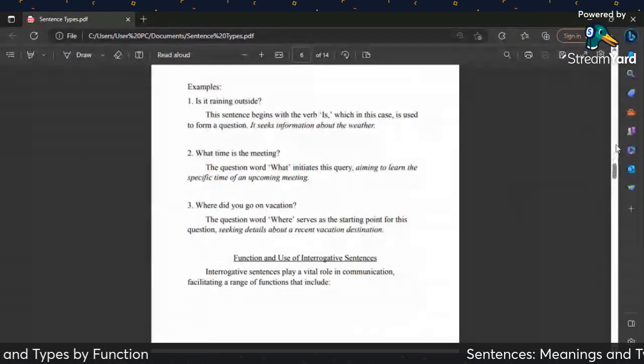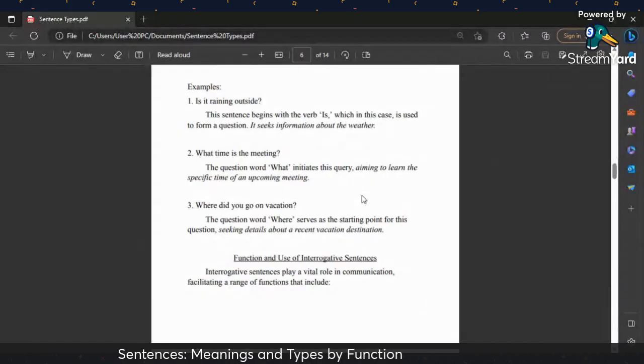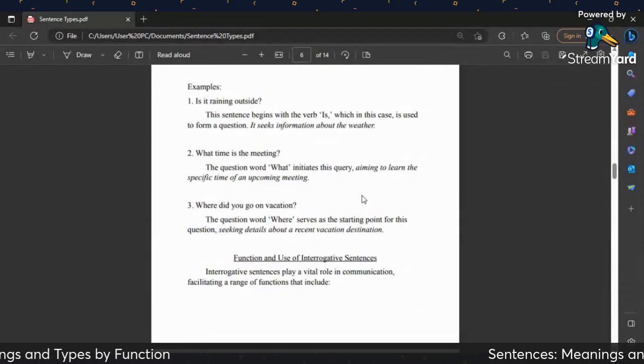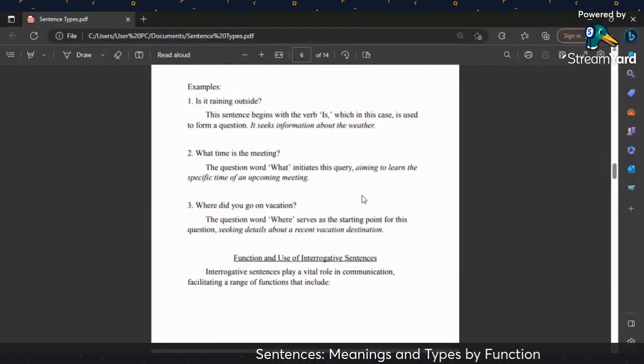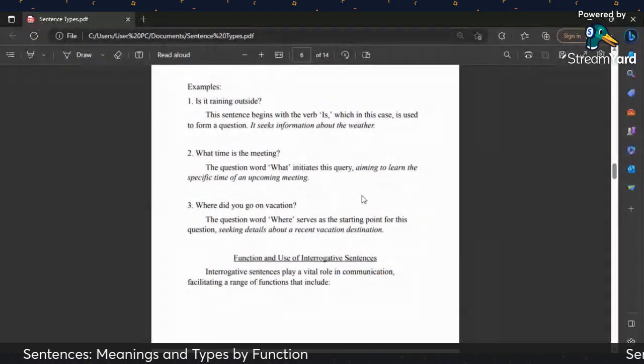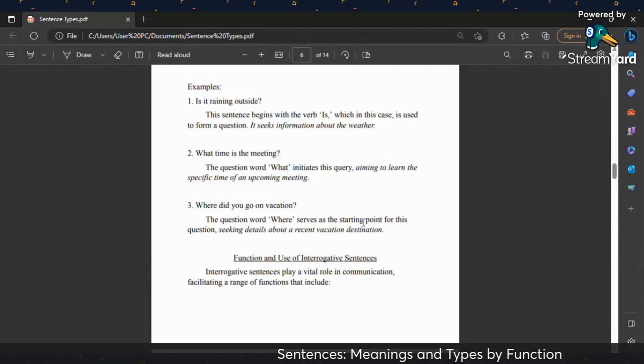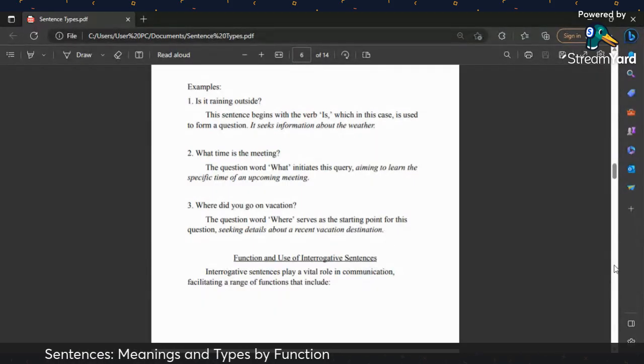So, there are some examples. Is it raining outside? This sentence seeks information about the weather. What time is the meeting? This sentence is a query that aims to learn the specific time of an upcoming meeting. Where did you go on vacation? Where serves as the starting point for this question that is helping us to seek details about a recent destination. So, what are the function and usage of interrogative sentences?